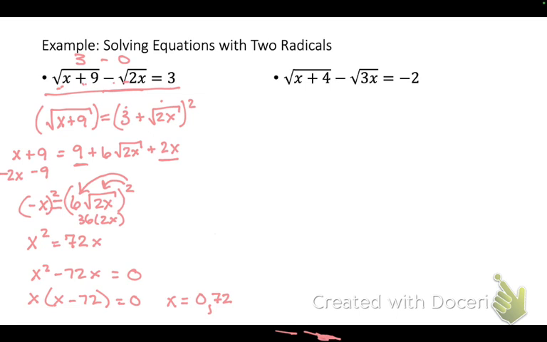72 plus 9 is 81. The square root of 81 is 9. Okay, 72 times 2 is 144. Square root of 144 is 12. That works? Nope. No, that'd be negative. It'd be negative, and we can't be negative, right? No.